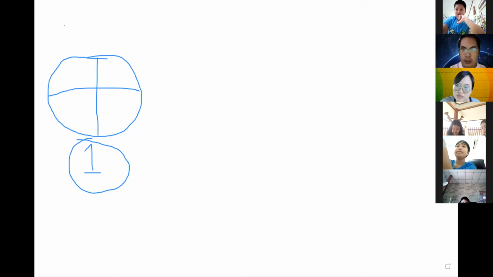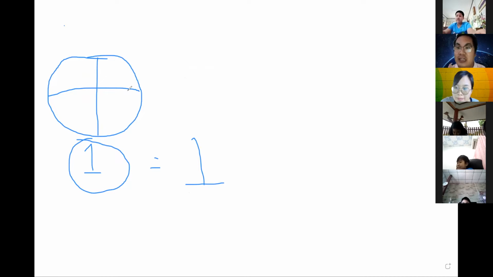Okay, so if I have here one whole pizza and divide it into 4, this is still a one whole pizza. This is also a one whole pizza, even though I divide it into 4. Why? Because I just divided the whole pizza into 4.